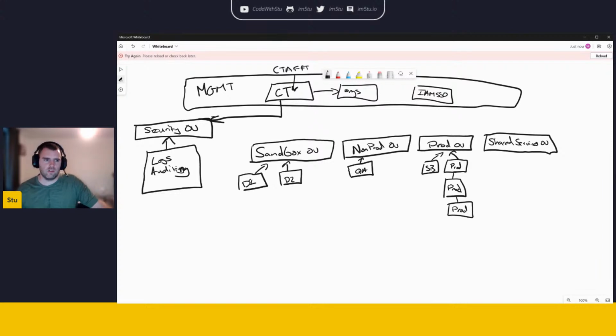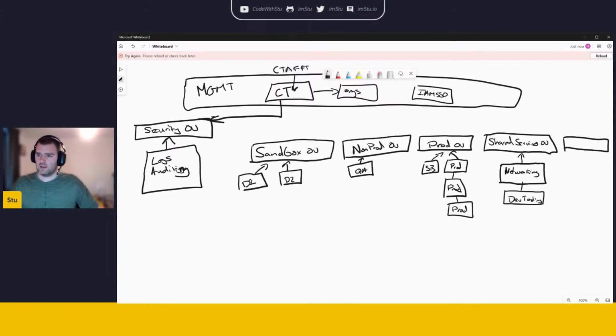And this creates an account. Well, you generally have an account or two or three, depending on what your setup is, for things like networking. So you might have a networking account. You may have a dev tooling account, which is another common one. And again, these would be underneath the shared services OU.